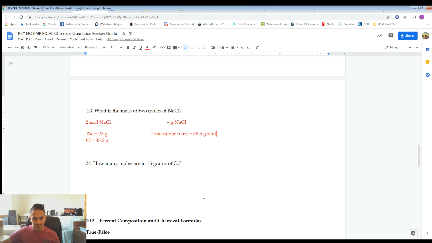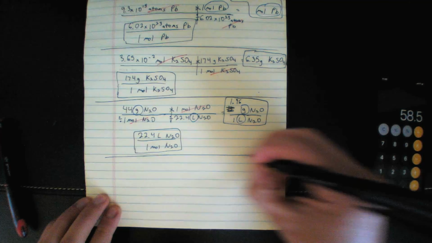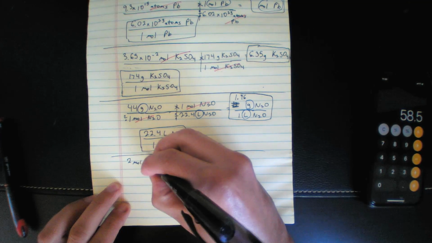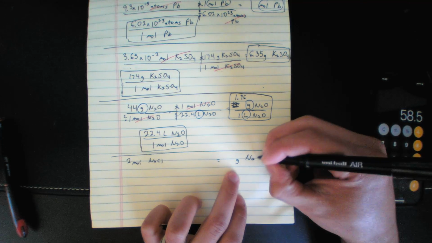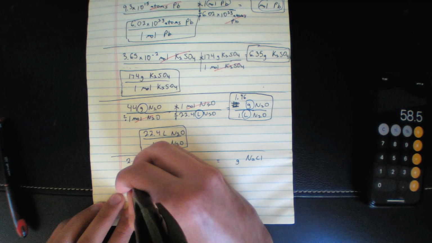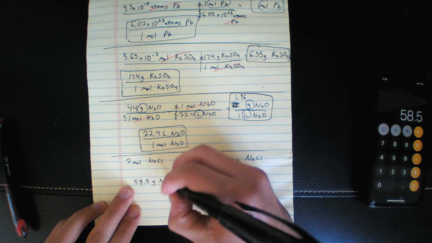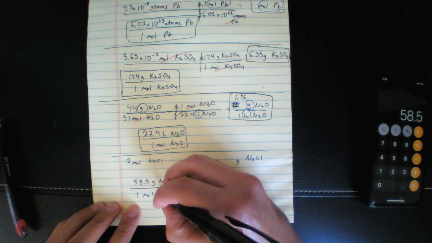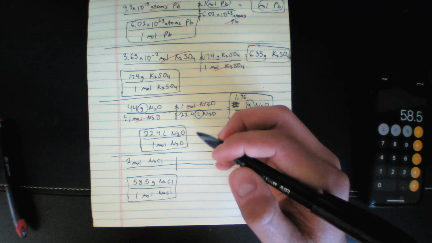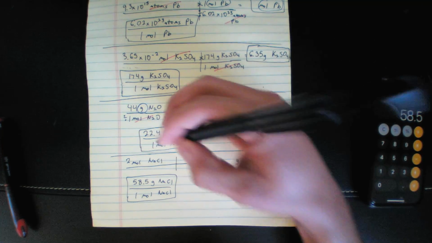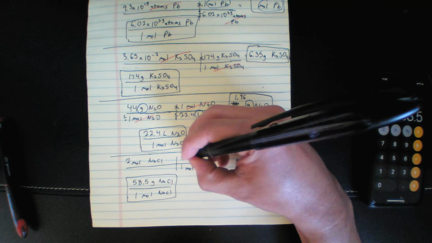So let's switch over to our paper so that we can see the math work. So we are going to be starting with 2 moles of NaCl. We're going to be converting this into grams of NaCl. And the conversion factor we are going to use is molar mass, so 58.5 grams of NaCl for every 1 mole of NaCl. Right, so there's our conversion factor. Let's set up our conversion table. And since we're starting with 2 moles of NaCl on the top of our fraction, for our conversion factor, we want to put the 1 mole of NaCl on the bottom so that it cancels out.